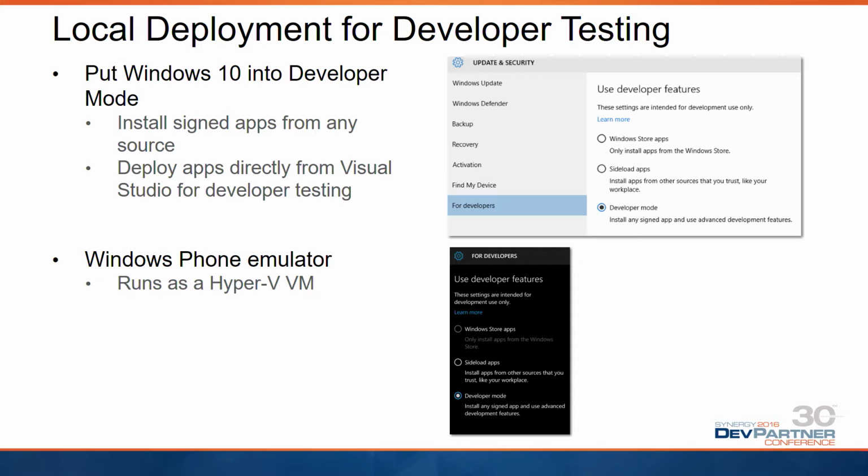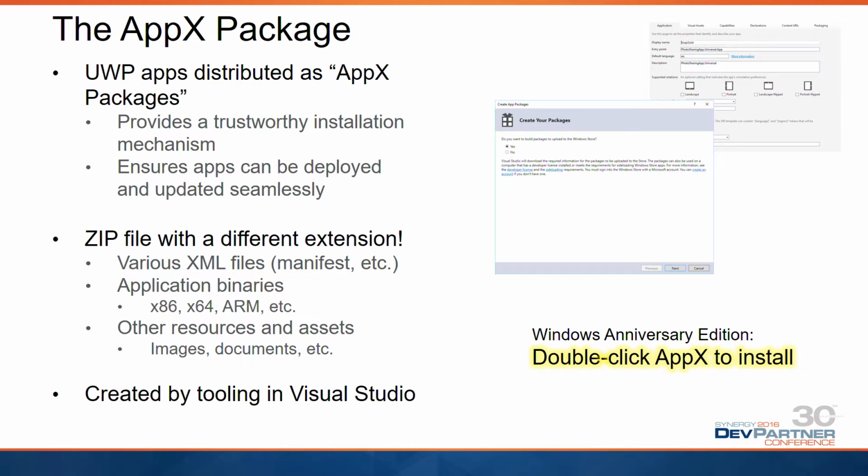You can now put Windows 10 devices, Windows phones, tablets, whatever, into developer mode, and that lets you sideload applications during development and for testing. You can also do that in the phone emulator if you're wanting to use the emulator rather than a device. That runs as a Hyper-V virtual machine and runs very well. And like I say, putting the device or the emulator into developer mode lets you deploy your own applications there.